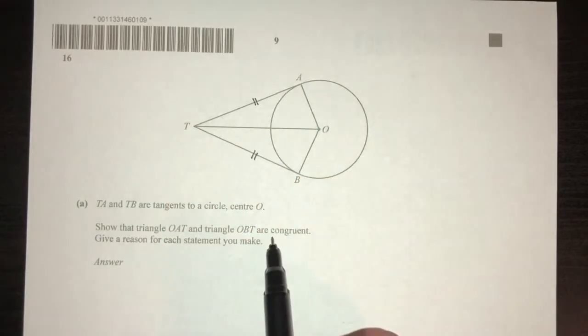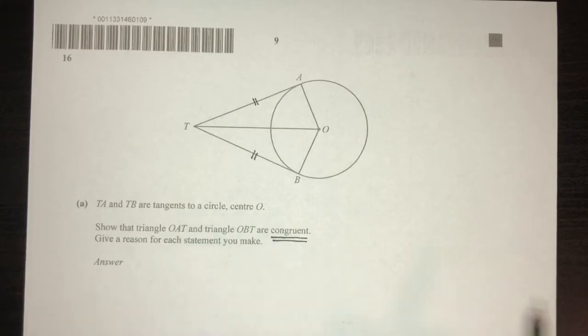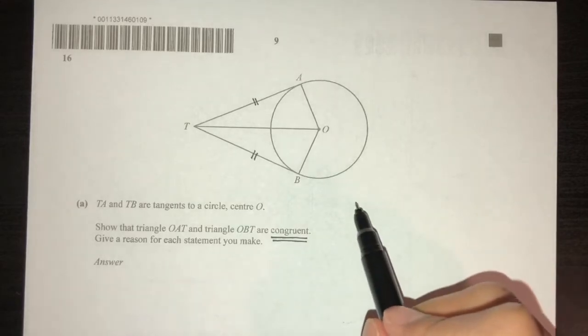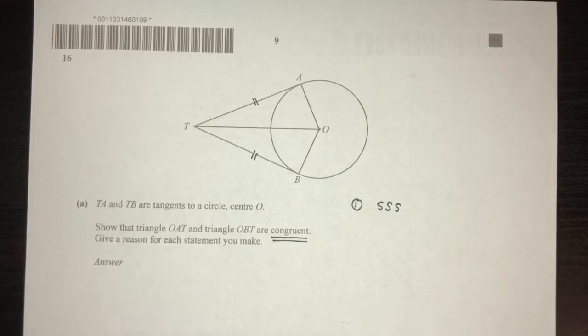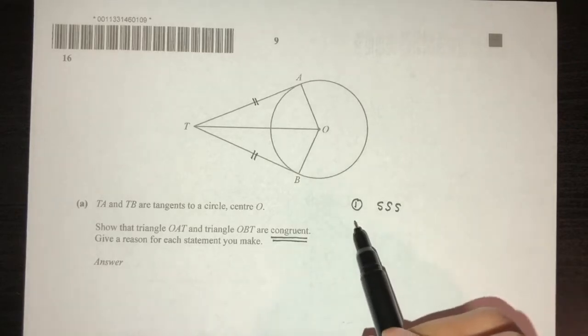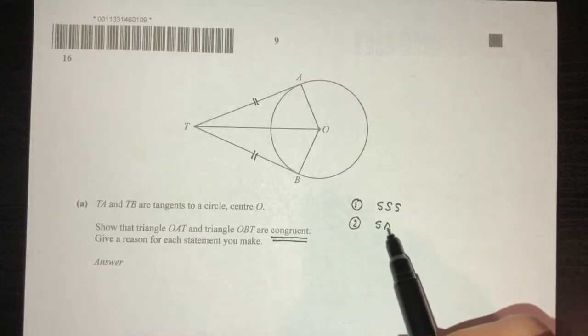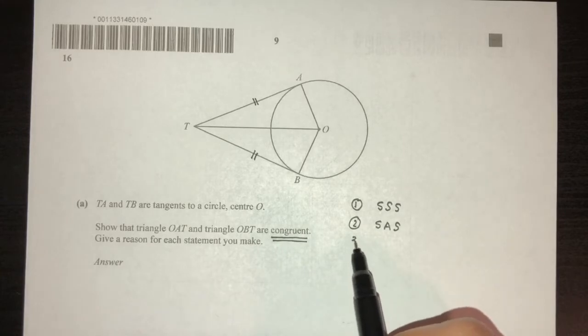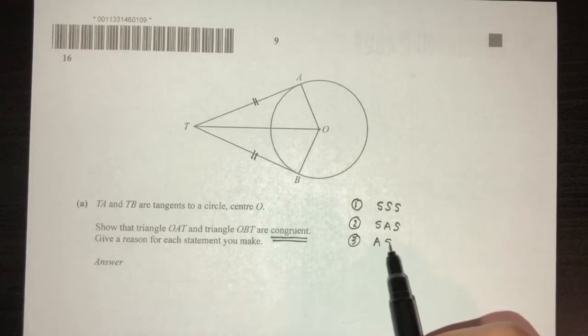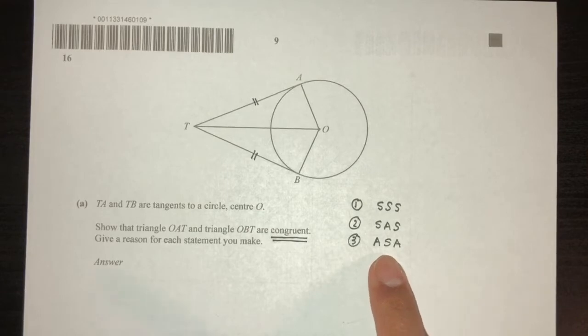So first, what does congruent mean? It means you have to show they are exactly the same. So we have a few ways of proving congruency. The first way you can prove is called SSS. You have to prove all the three corresponding sides are the same. That's one way. Second way you can prove is SAS. We can prove by showing that the angle in between and the two corresponding sides are the same. And third way, we can prove by ASA, by showing the side in between and the two angles on the side are the same as well.